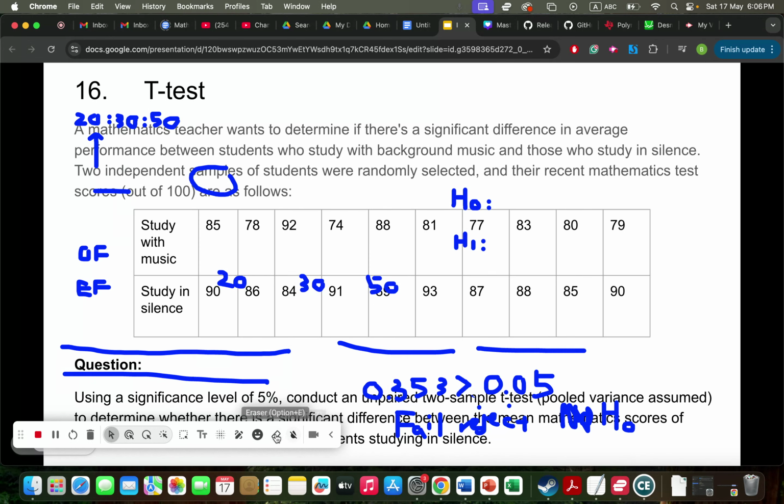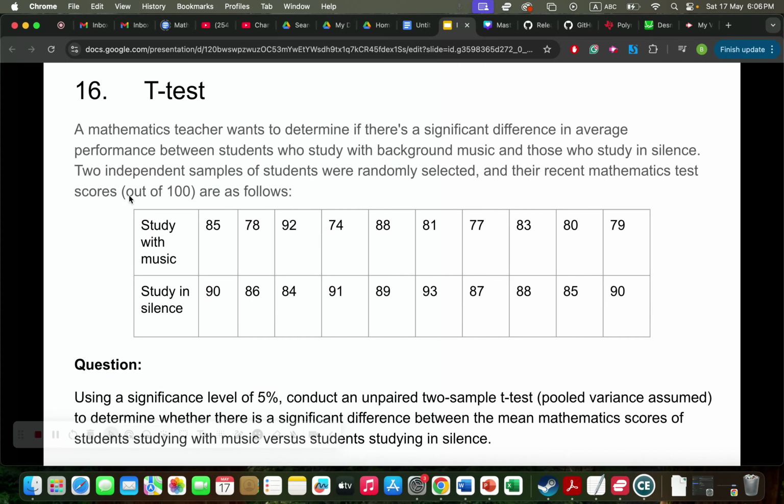Okay, let's clear all this first. The t-test. Okay, all right, so again, we're going to find out using a significance level of 5%, conduct an unpaired 2-sample t-test. Now the question, I just want to point out, 2-sample t-test is obviously you're comparing 2 samples here. They're not paired because one is looking at 2 different types of data here. One is basically studying with music and the other one is studying in silence. Obviously they're not paired.